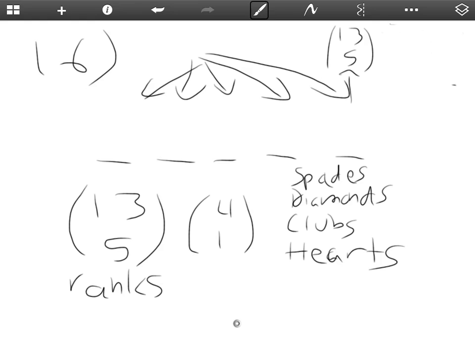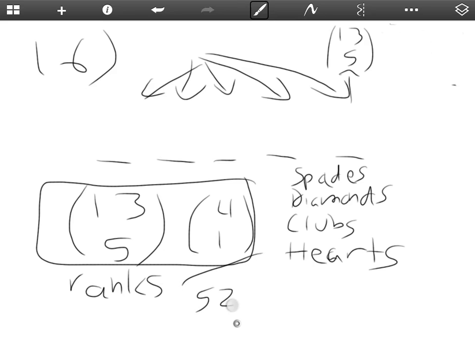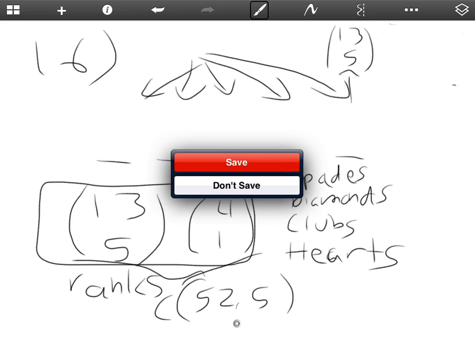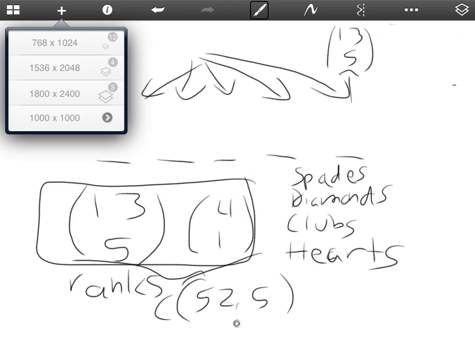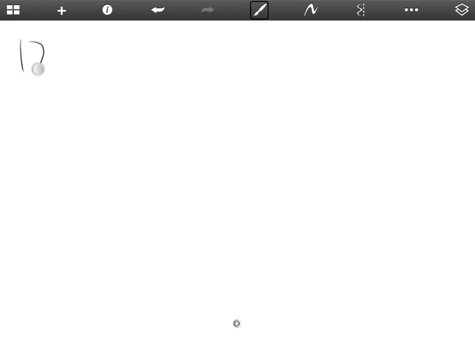The answer is going to be 13 choose 5 times 4 choose 1, obviously divided by 52 choose 5. Yeah, that's it. You should 100% be assured that is the correct answer because I looked it up online. Unless Yahoo Answers was wrong and the forum was wrong, that is definitely correct.